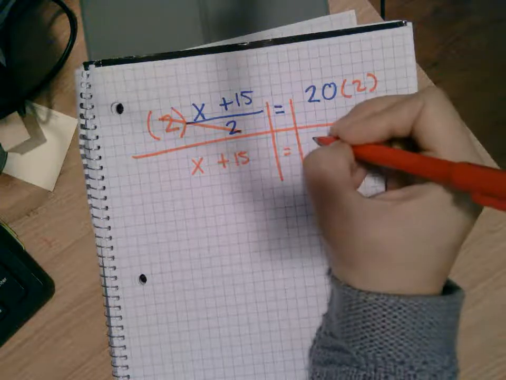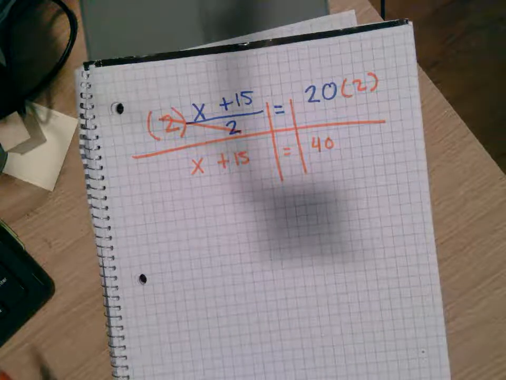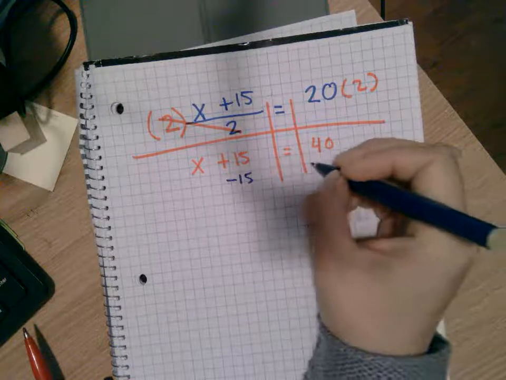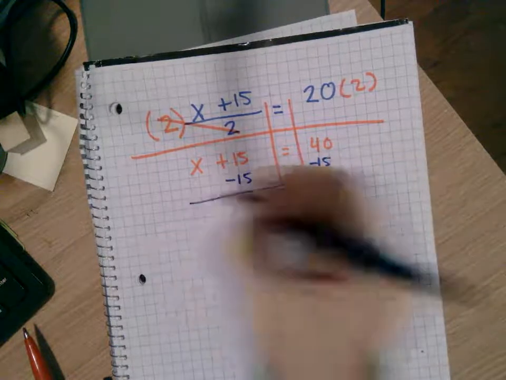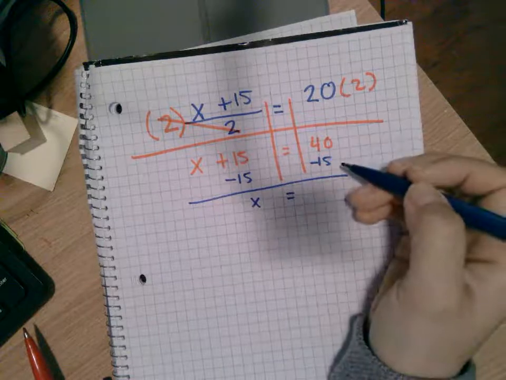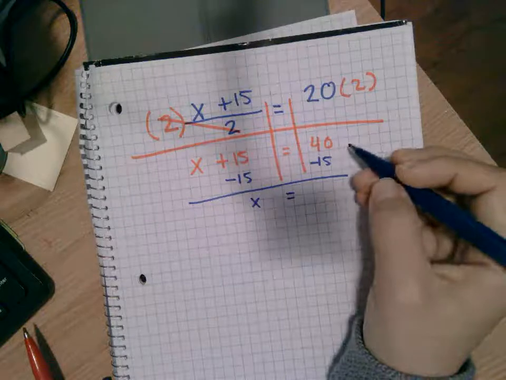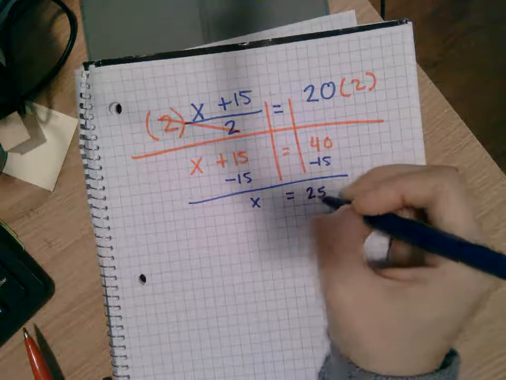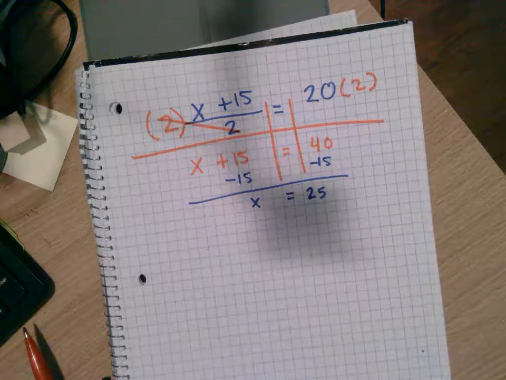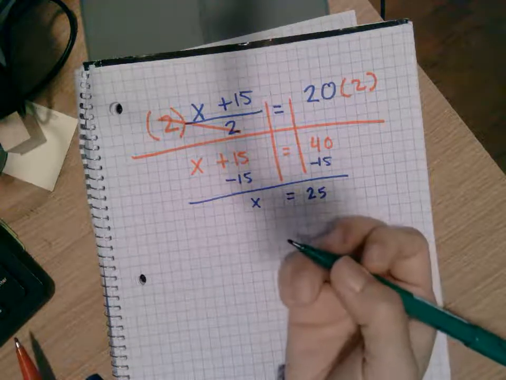40. Then I am going to go minus 15, minus 15. x equals 25. Awesome. So if it's written like a big fraction, you're going to move the bottom number first. So let's do a similar one.